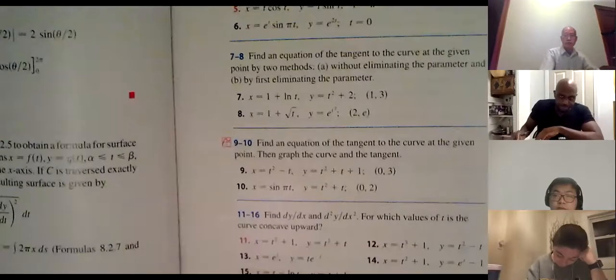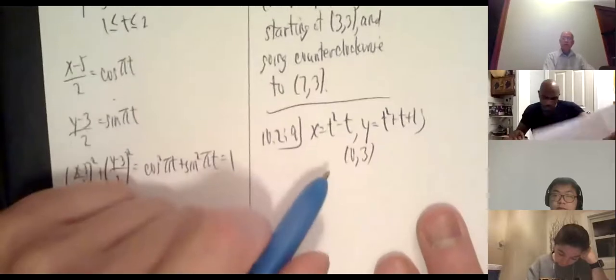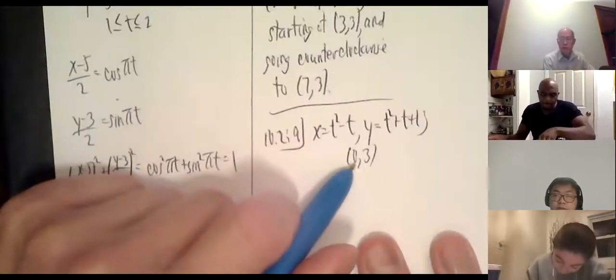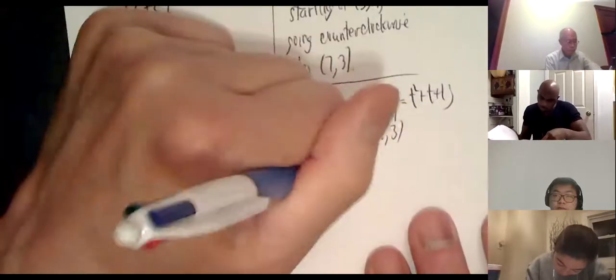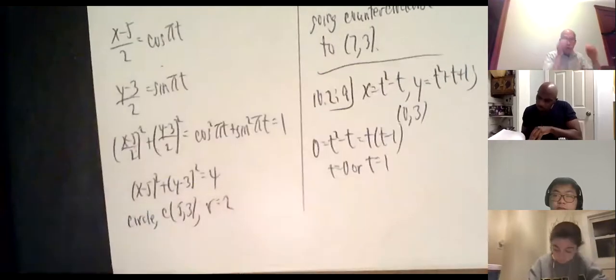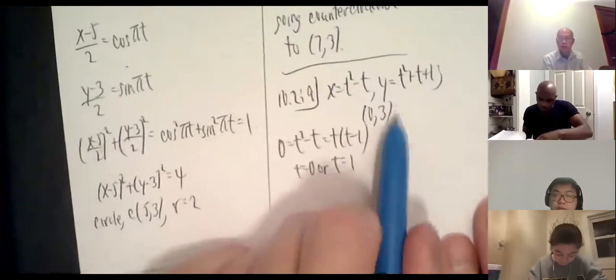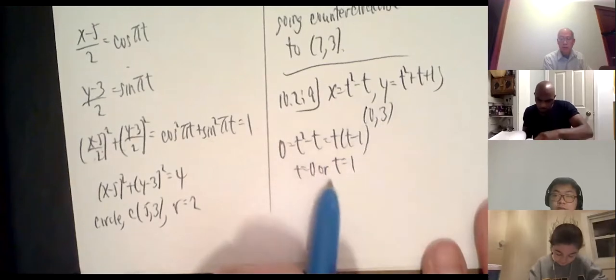Okay, so we're at the point (0, 3). So first I have to figure out what the t is. So put 0 here and 3 here. 0 equals t squared minus t, which is t times (t minus 1). That is t equals 0 or t equals 1. But t equals 0 doesn't make this equal to 3. But t equals 1 makes it equal 3. So we have t equal to 1.